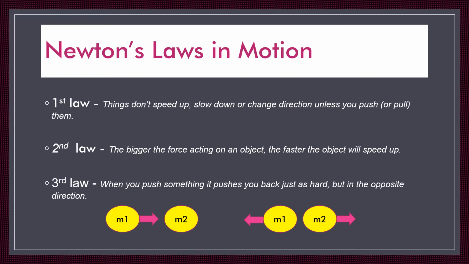So you have learned the first and second laws of Newton in earlier chapters. Now we will look at the third law. When you push something, it pushes you back as hard, but in the opposite direction. When the M1 ball hits the M2 ball, which is not moving, what happens after the collision is that the M1 ball moves in the opposite direction and the M2 ball also starts moving. This is because of the conservation of momentum.